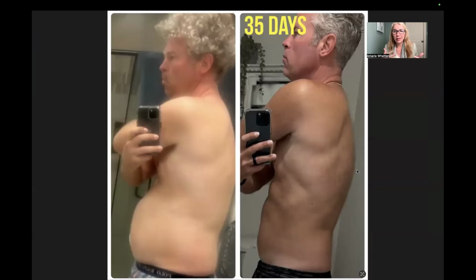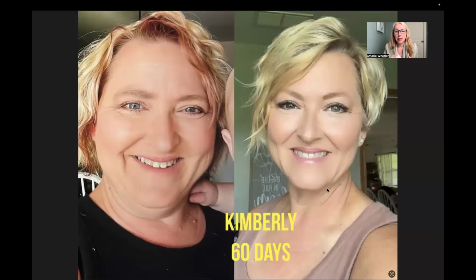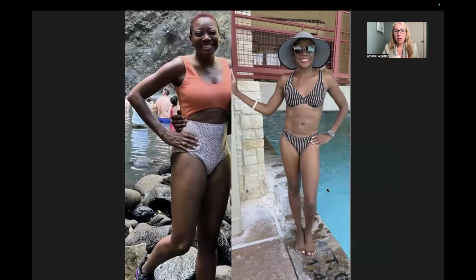This is Dr. Kenny, 35 days on the system. He was struggling with insulin resistance. He was in the hospital for about 4 months before this and was able to recover, reclaim his health. Kimberly, 60 days between these two pictures, you can see the inflammation completely changing in her body as she used it, intermittent fasting, getting rid of a lot of that inflammation.